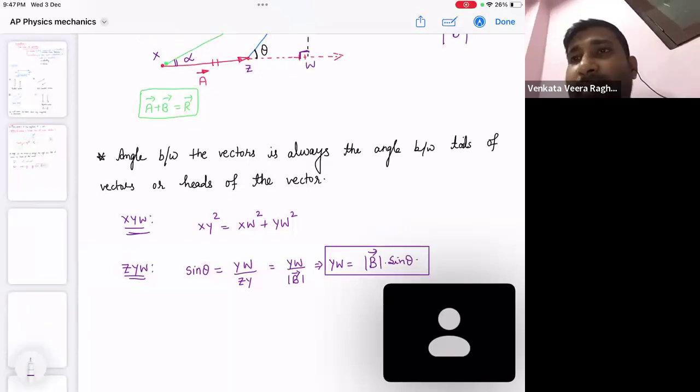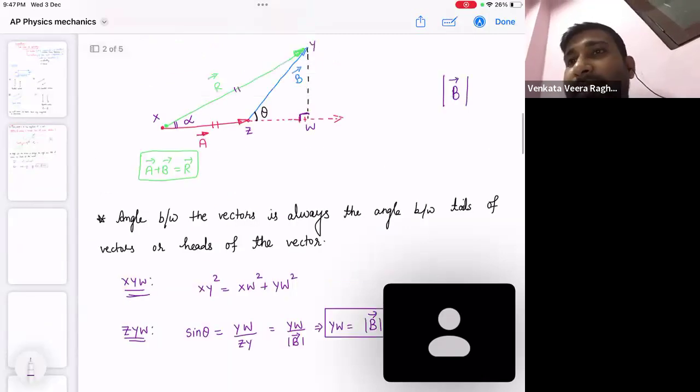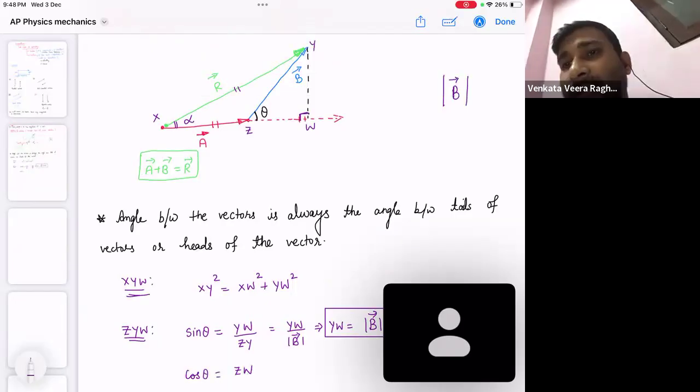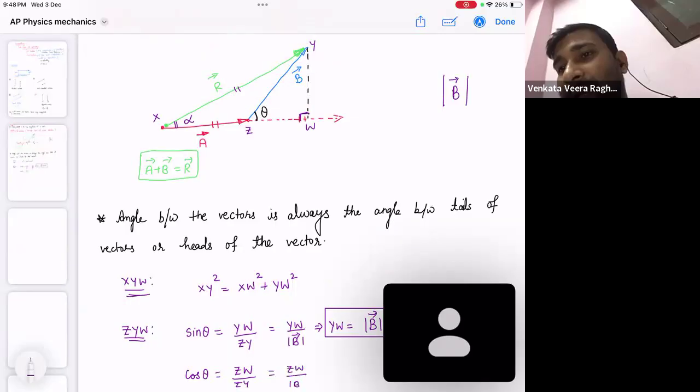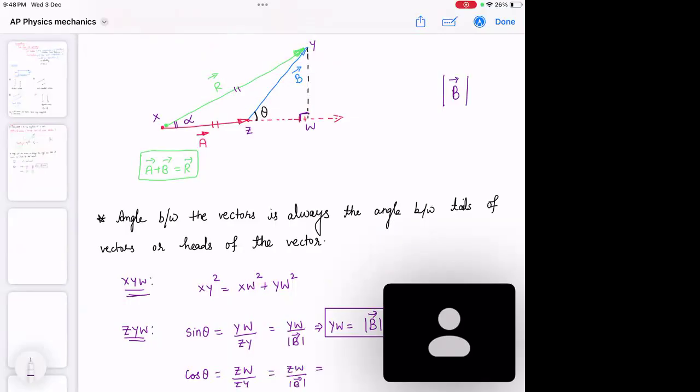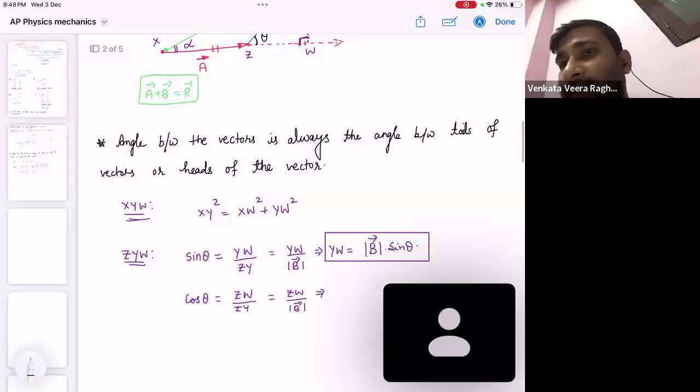Now the second part. Tell me what you can write about cos theta in the same ZYW triangle. Can you write cos theta as ZW by YZ, again ZY? So that is ZW by mod B, since ZY is the magnitude of B. So that means do I get ZW again?